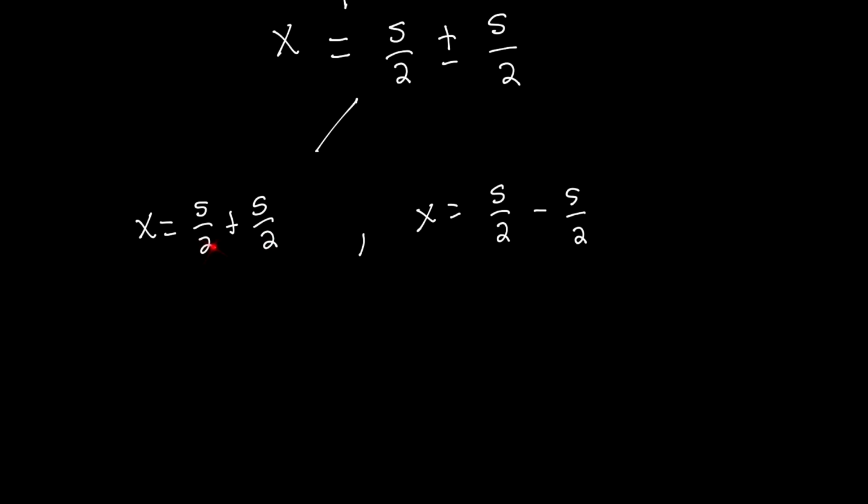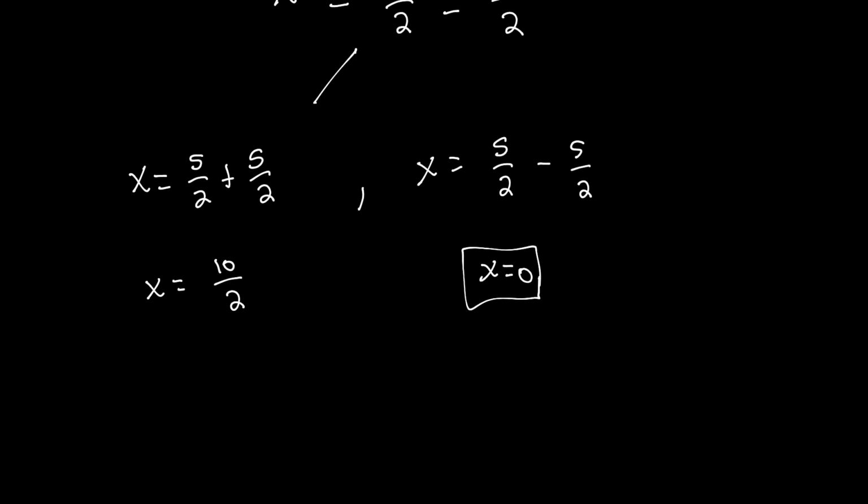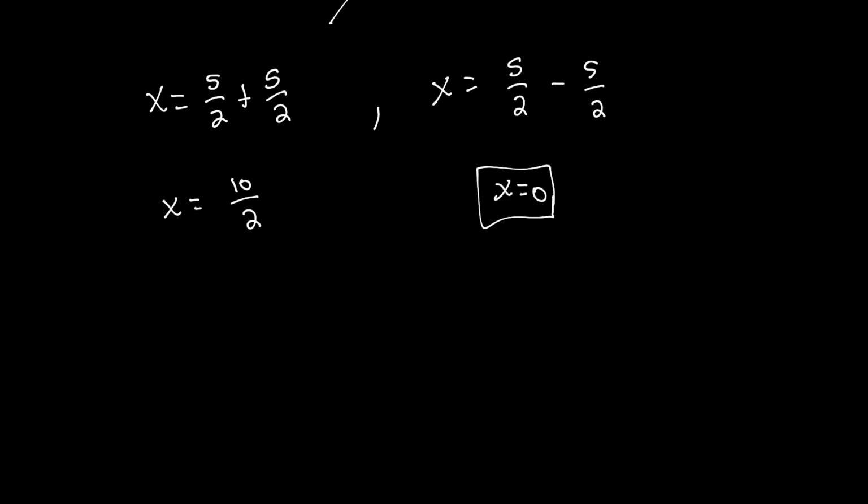On the left, since we already have common denominators, I'm going to combine the numerators. So 5 plus 5, that's going to be 10. And we have a denominator of 2. On the right hand side, the 5 over 2 minus itself, that's going to leave us with 0. And just to clean this up a tiny bit more, 10 divided by 2 gives us a 5. So my two solutions are 5 and 0.